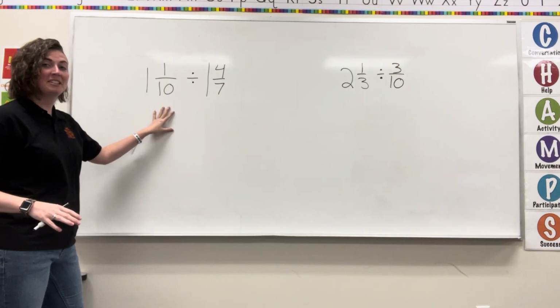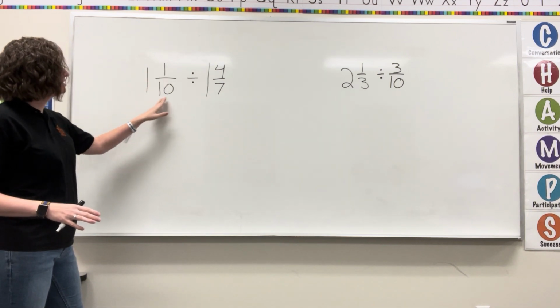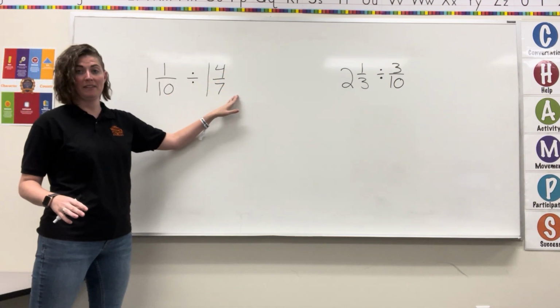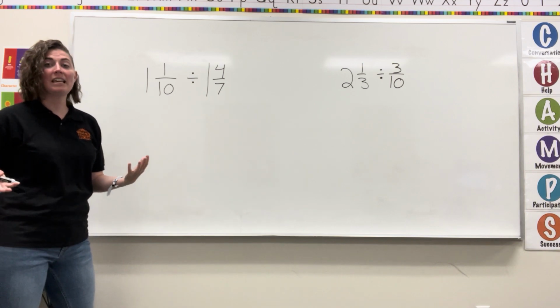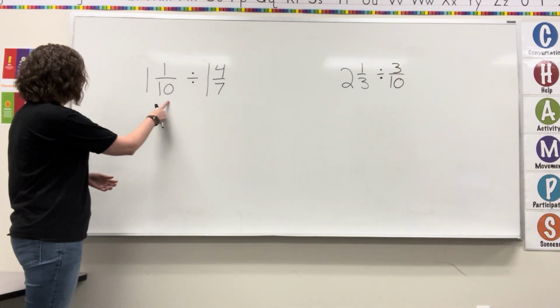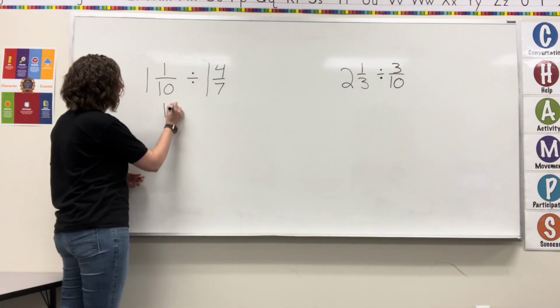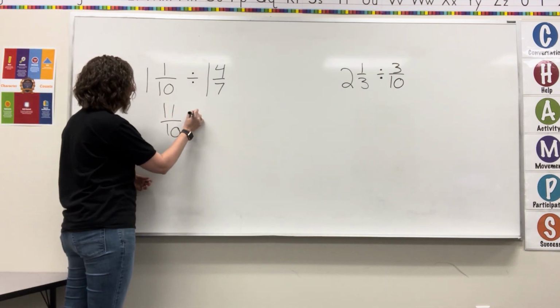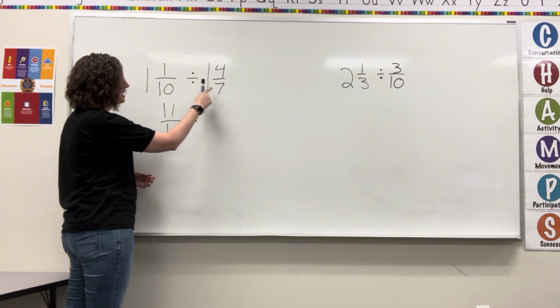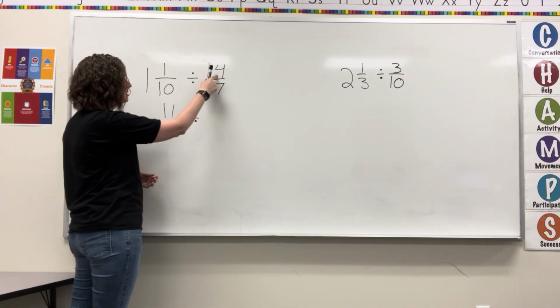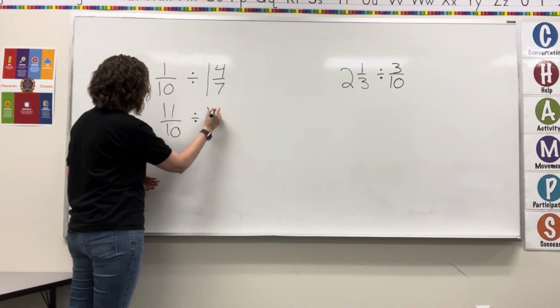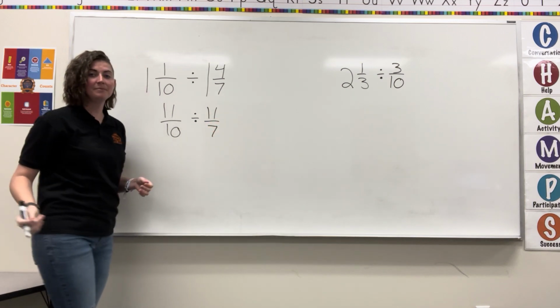So let's look at our first example here. 1 1/10 divided by 1 4/7. Let's turn these mixed numbers into improper fractions. 10 times 1 equals 10 plus 1 equals 11, 11 over 10. 7 times 1 equals 7 plus 4 equals 11 over 7.